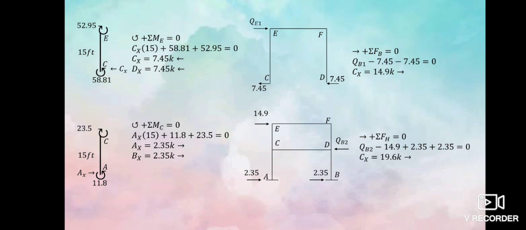Let's look at the lower right part. It is the all forces going right is positive, and the summation of all forces H equal to 0. So QB2 minus 14.9. 14.9 is the value of your Cx right above the said problem, plus 2.32 plus 2.32. It is the forces. Is equal to Cx equals to 19.6 going to the right side.